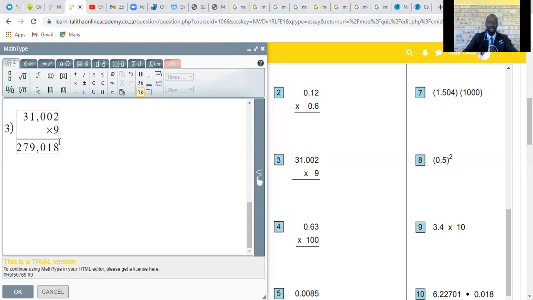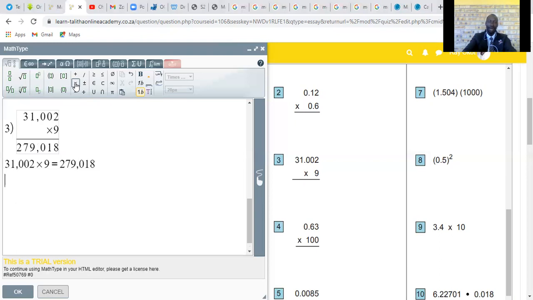Now in conclusion, as we conclude, we say 31.002, okay, 31.002 when multiplied by 9 will give us a value of 279.018. That is what we get.